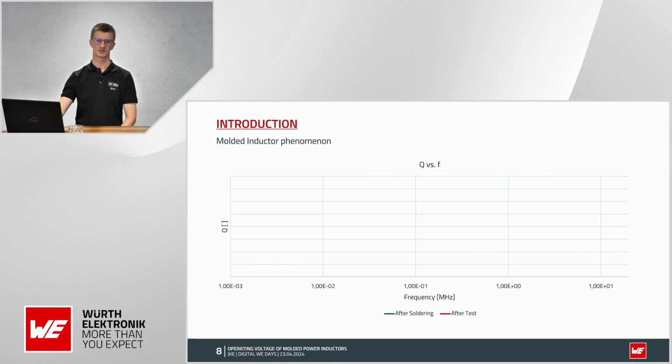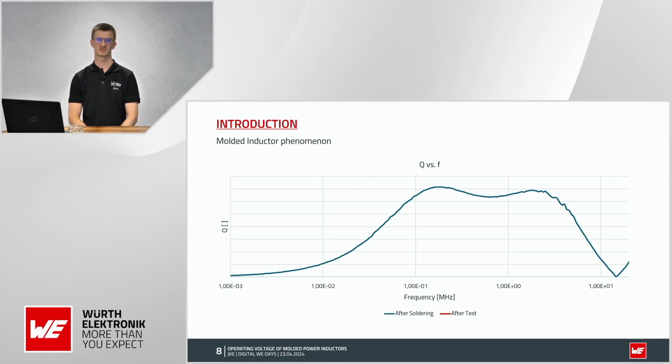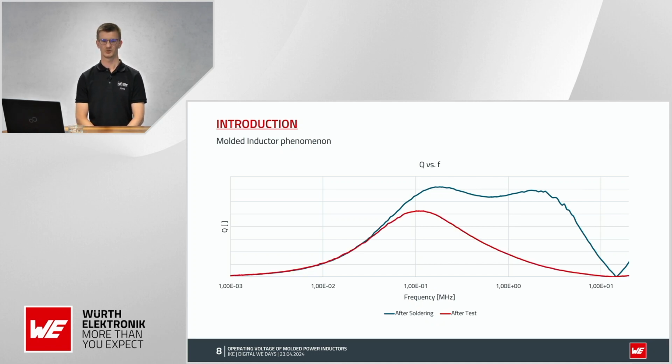Now we can take a look at a bad example. So here we have purposely destroyed a part, I would say. This is also a completely different inductance value. That's why the Q value here looks completely different. But here again, this is after soldering, so before the test. And now we can see how the Q graph looks after the test.